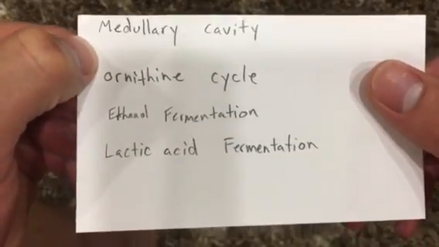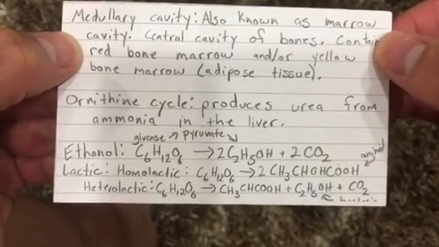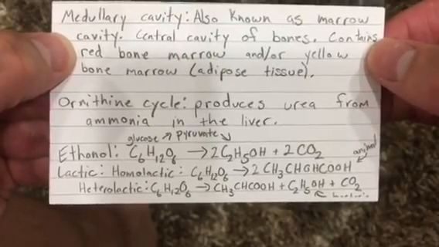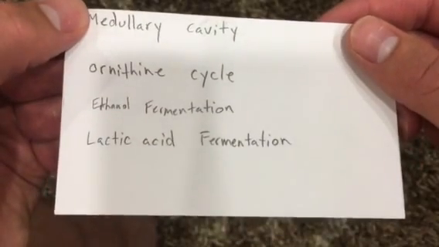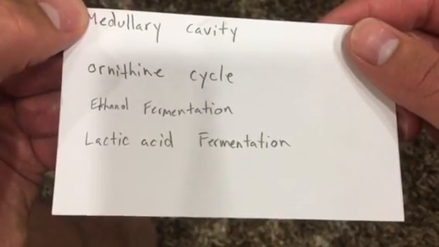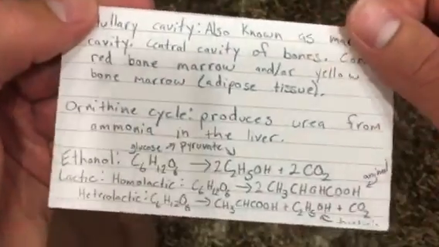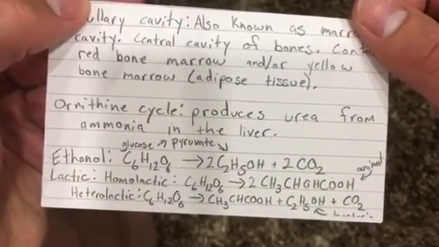Medullary cavity, also known as marrow cavity. Central cavity of bones contains red bone marrow and or yellow bone marrow adipose tissue. Ornithine cycle produces urea from ammonia in the liver.